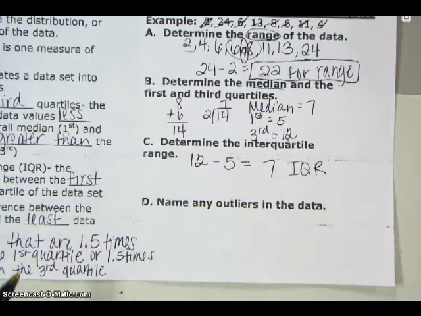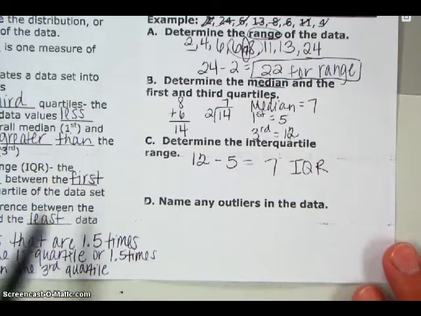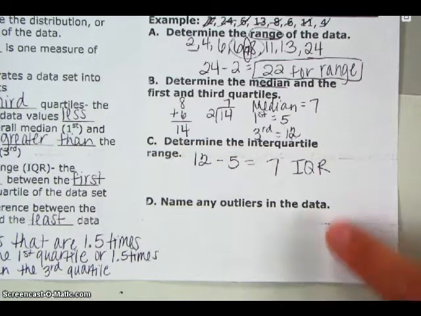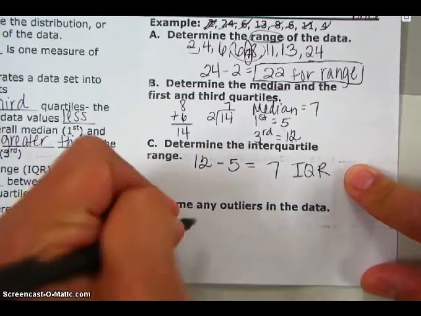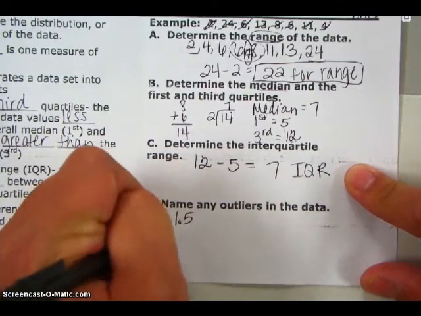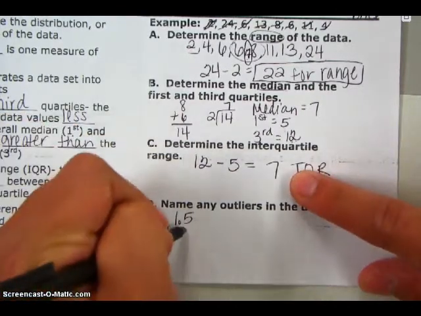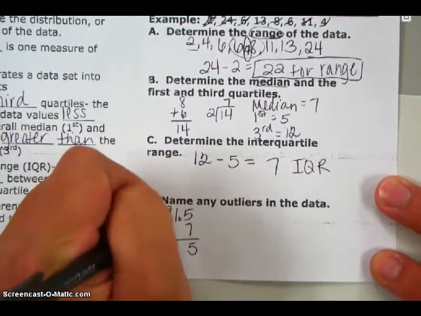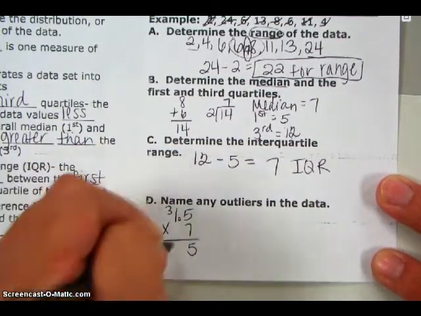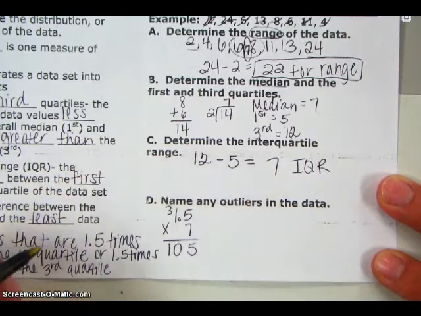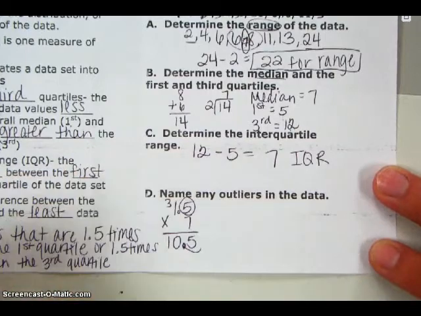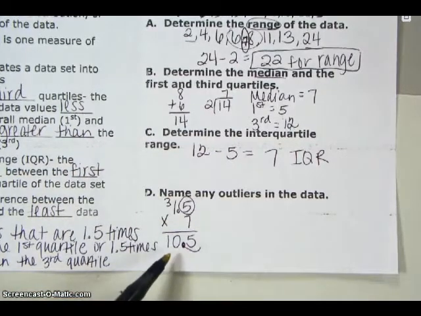To figure that out, we first need to start by figuring out what 1.5 times our IQR is. So we use the IQR number, our interquartile range, and we're going to multiply that by 1.5. So we're going to take that 7 and multiply it by 1.5. 7 times 5 is 35. 7 times 1 is 7, plus 3 more is 10. Okay, so I'm going to circle. I have one place value behind my decimal point. That means we got 10.5.